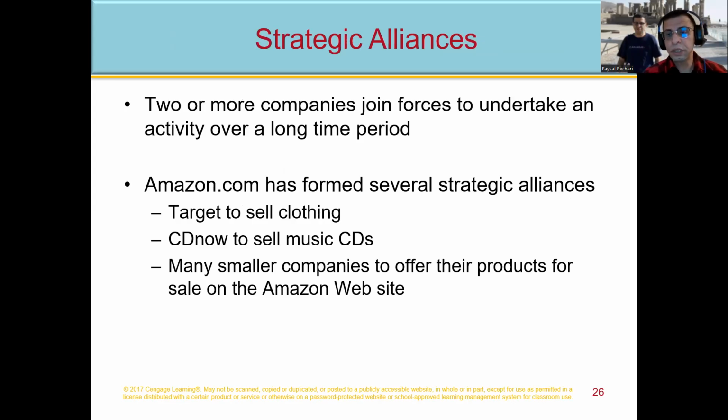Then out of all these, we have something called a strategic alliance. Two or more companies join together to be on the website, joining forces to undertake an activity, and that's for the long term. Amazon has formed several strategic alliances like that, like Target to sell clothing and CD Now to sell music CDs. Many smaller companies are also on the Amazon website for drop shipping.